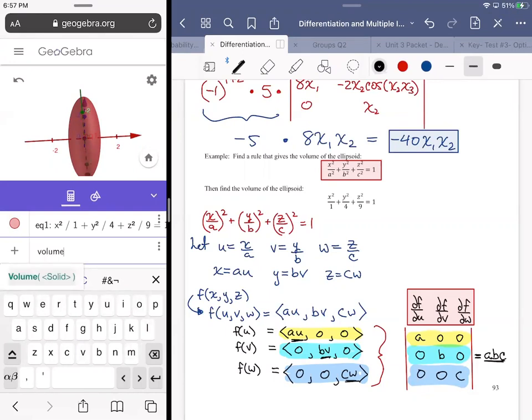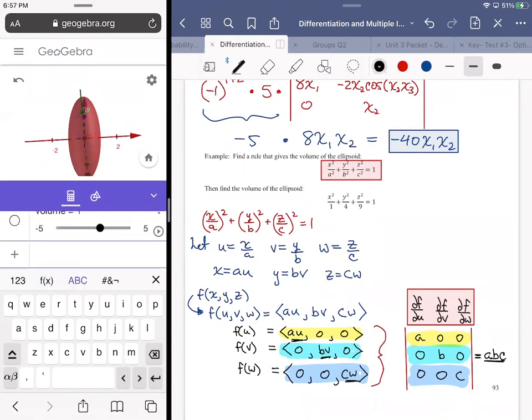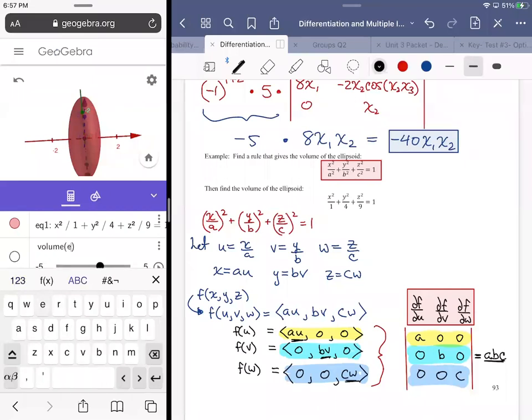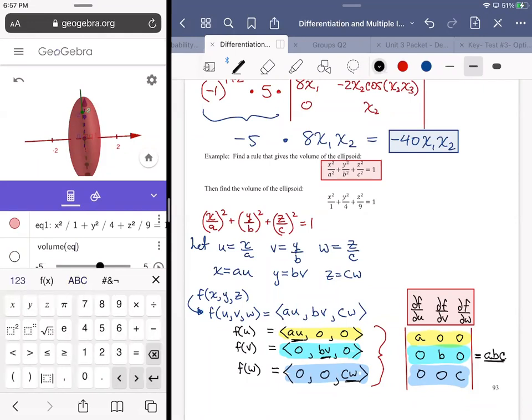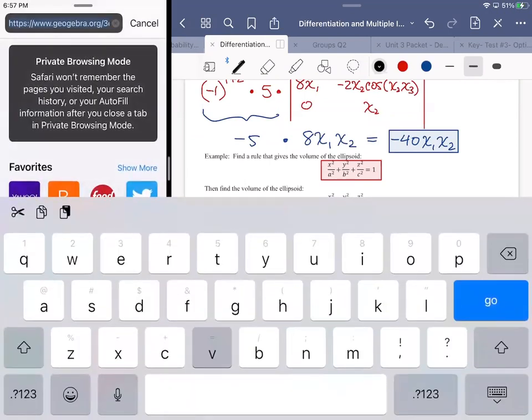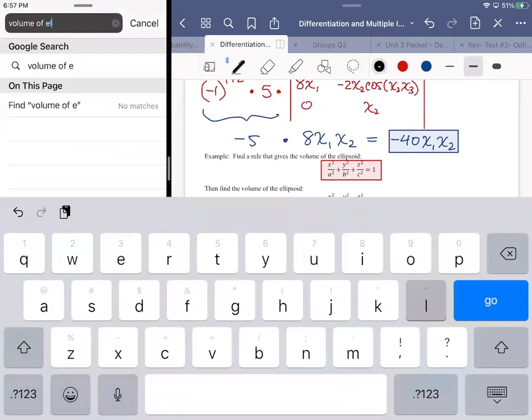Volume of my solid, if I can get to parentheses here. Always the issue, right? Q1. Well, that's what my solid is. Now, you know what? Give me a hard time. All right, how about this? Volume of ellipsoid.